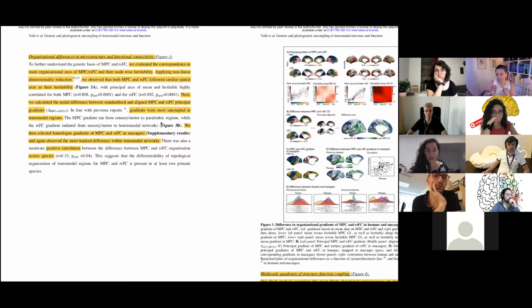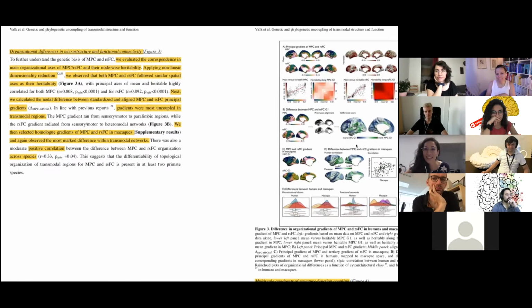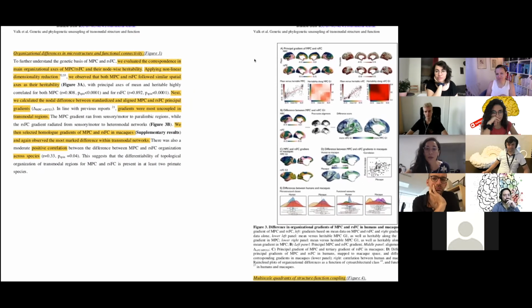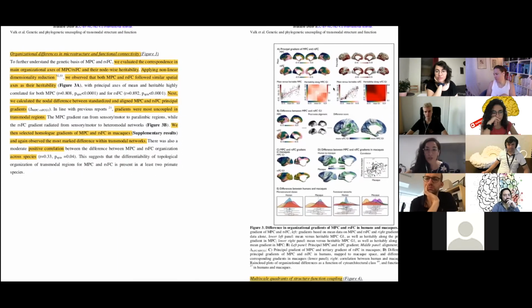microstructure and functional connectivity. And now I need you to be really patient with me because I had a hard time understanding this kind of analysis, which involves the gradients observed in structural and in functional matrices.